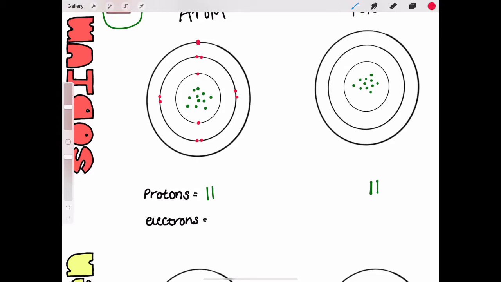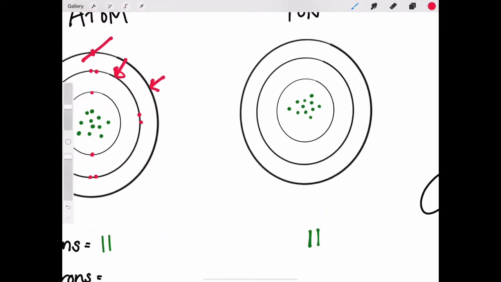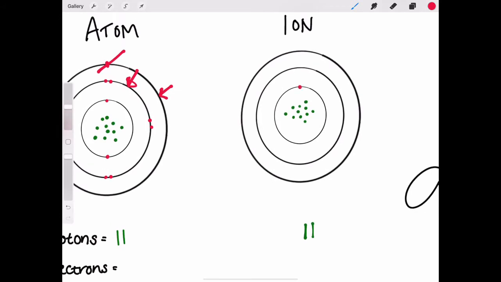So we can make the outermost electron shell full in one of two ways. We can either add an extra 7 electrons to this outermost shell here, or we can take this one away, and this will then be our outermost electron shell, and that will be a full electron shell. So it's much easier for the element to lose its 1 electron rather than to gain 7. So what we'll end up with is our ion will look like this.